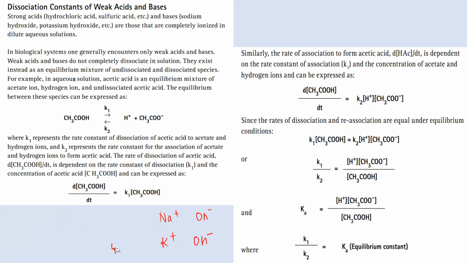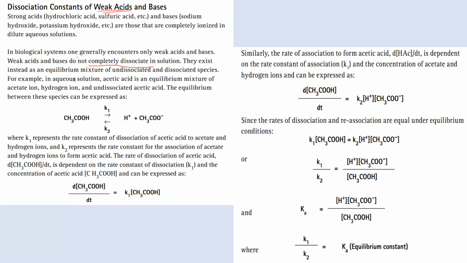But when you add a weak acid or a weak base, let us consider the example of acetic acid. Acetic acid is also something that we can consume. These are also consumable acids, the weak acids. So they don't completely ionize, or they don't completely dissociate in a solution.